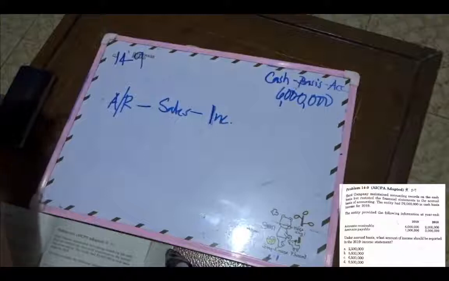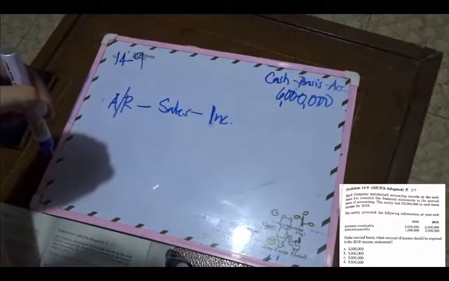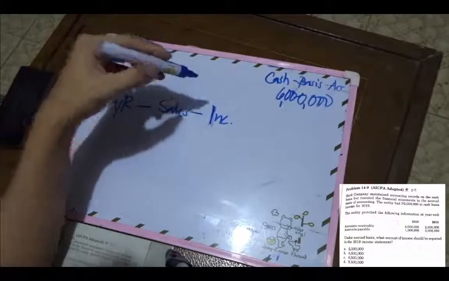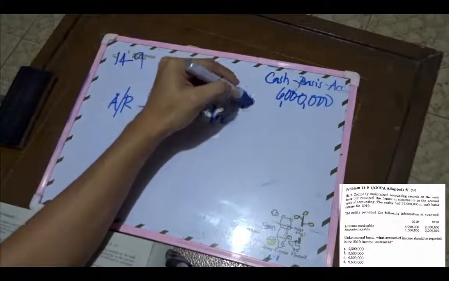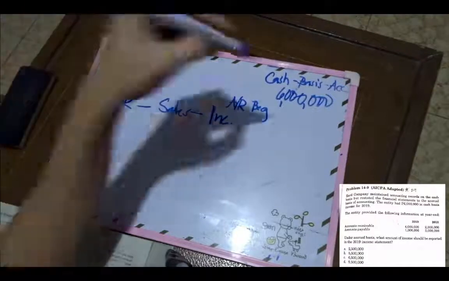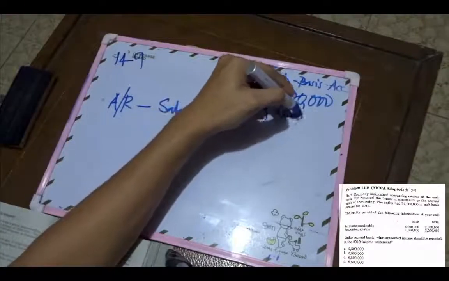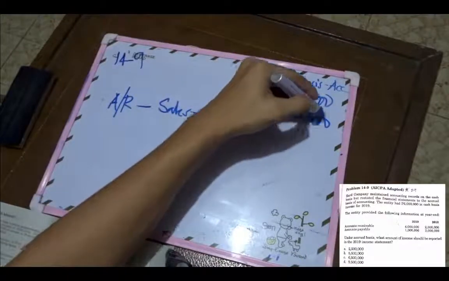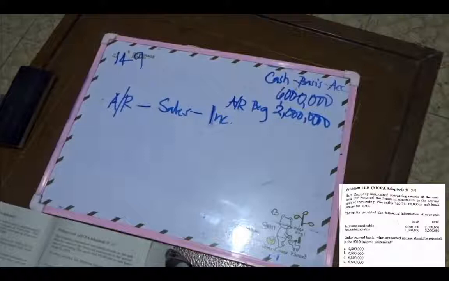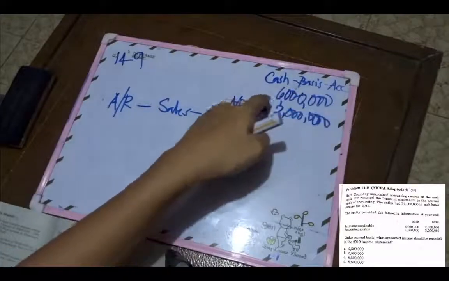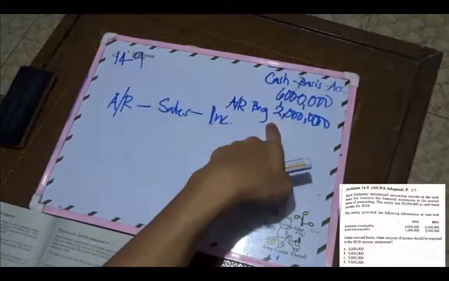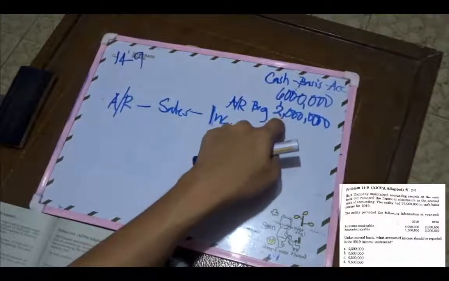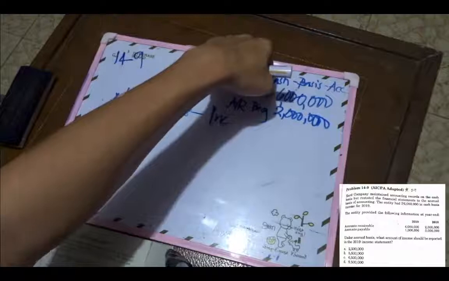Now, based on the problem, your AR beginning has an amount of 2 million. Now, it is presumed that the beginning balance of AR are the first to be collected. That would mean this 2 million has been collected during the year 2019. So because it has been collected, it was included in 6 million.